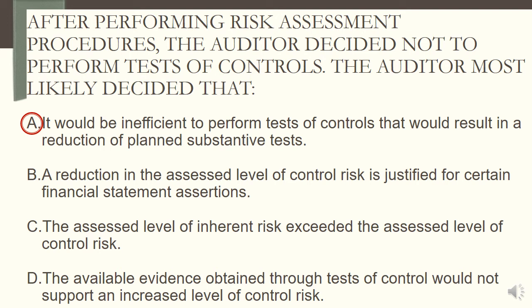C, the assessed level of inherent risk exceeded the assessed level of control risk. Remember that the risk of material misstatement is based on the inherent risk and the control risk alike. If the assessed level of inherent risk is high, then that means that the overall risk of material misstatement is also high. So C is incorrect. And finally, D, the available evidence obtained through tests of control would not support an increased level of control risk. You use the control risk to determine what tests of control to perform, not the other way around. So D is incorrect.